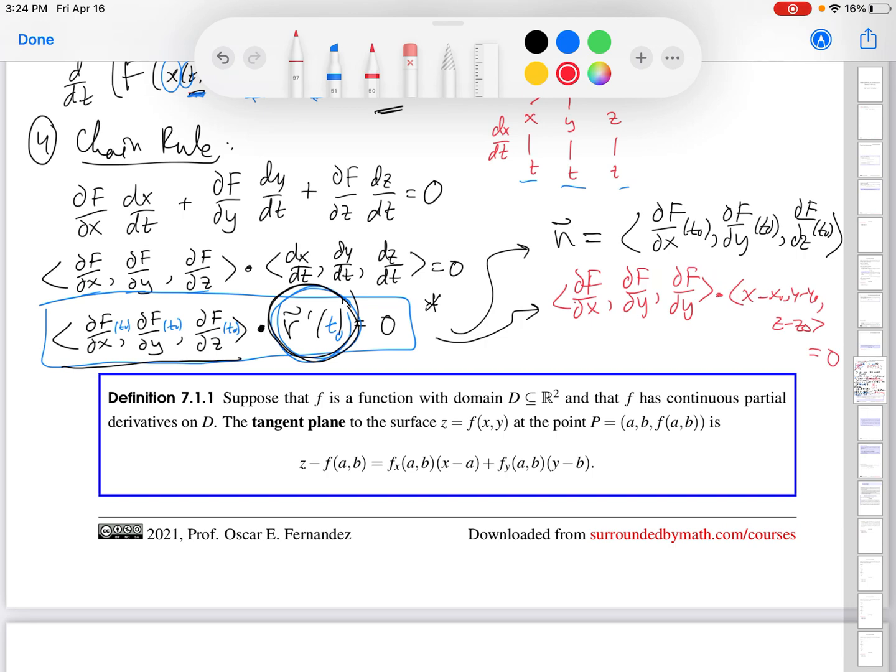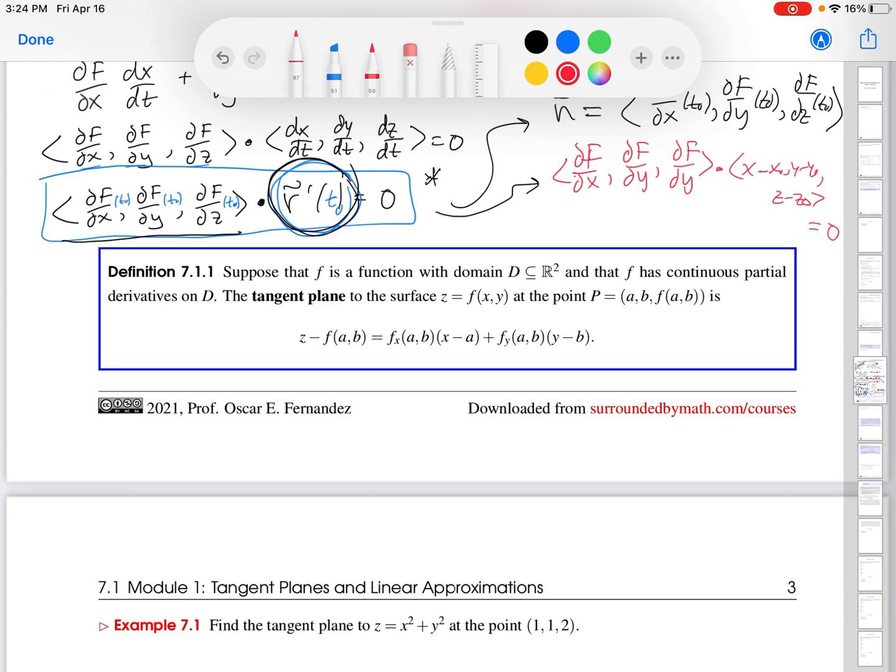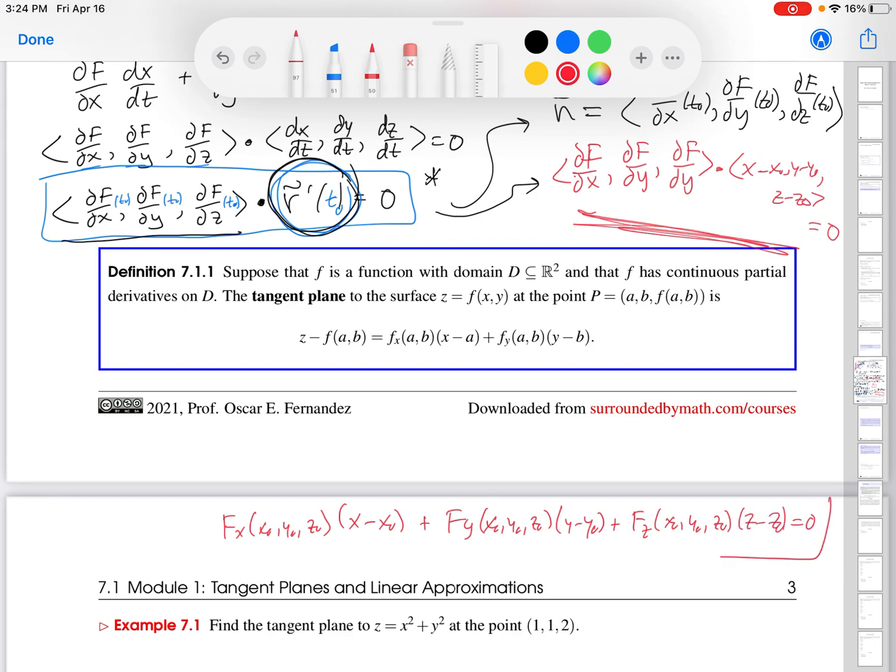So that gets me to, running out of space here, but I have space down here. Multiplying things out, I get fx at the point x0, y0, z0 times x minus x0 plus fy at the point x0, y0, z0 times y minus y0. So I'm writing out this dot product up here. Plus fz at the point P times z minus z0 equals 0. That is the equation of our plane. And we have now derived it in, again, the general setting where the surface is viewed as the level curve of some capital F function of x, y, z.